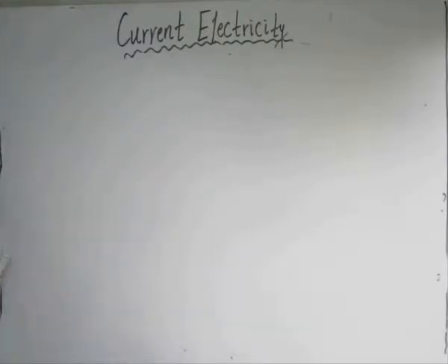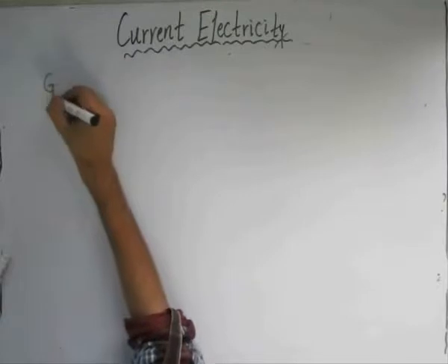Now after seeing KVL and KCL, Kirchhoff's voltage law and Kirchhoff's current law, we can move on to other concepts in current electricity. We'll start with the different measuring instruments which we encounter while measuring current or voltages. I will start with the galvanometer.